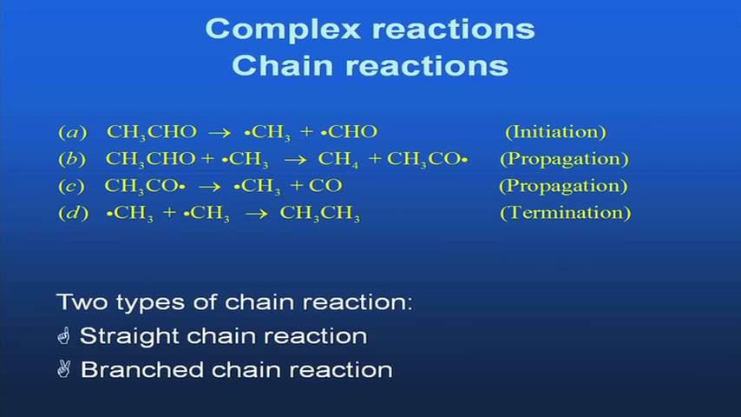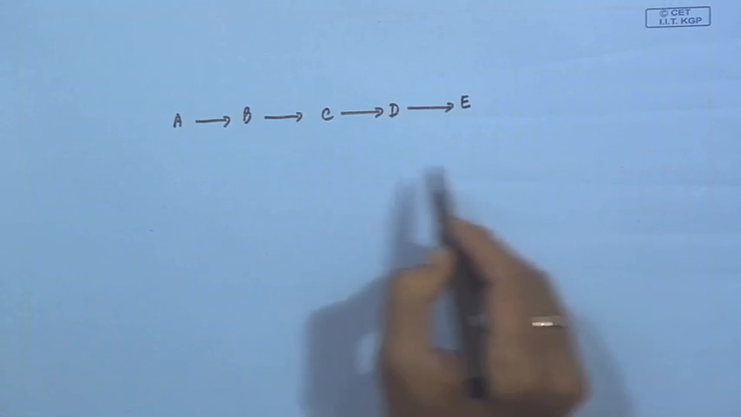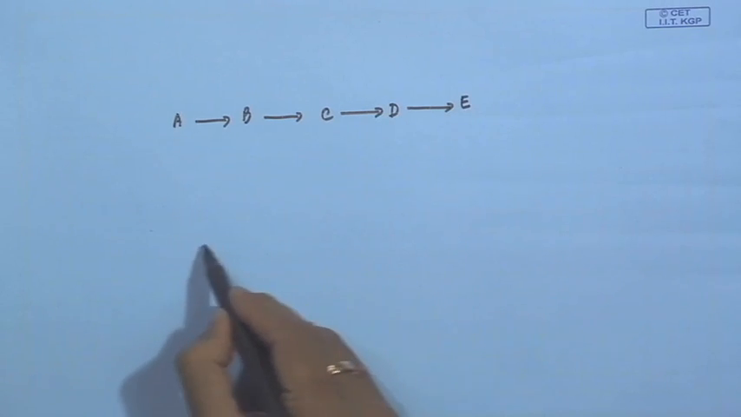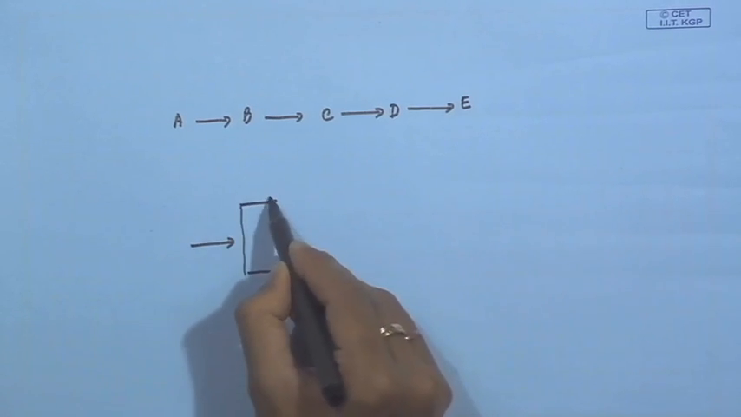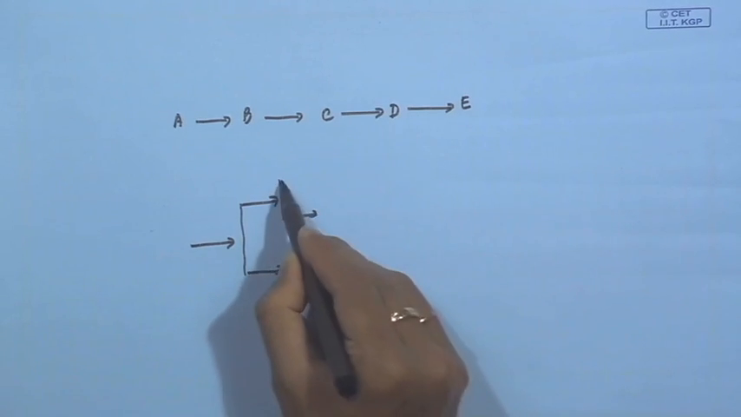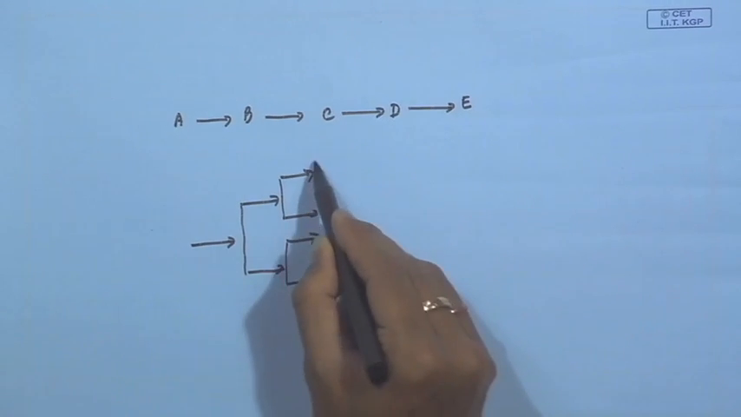Okay. So, now two types of chain reactions may be possible. One is like I have drawn over here. So, it is a straight chain reaction. Another could be a branched chain reaction, like starting point and then it is doing like this, then it is further branched like this and so on.